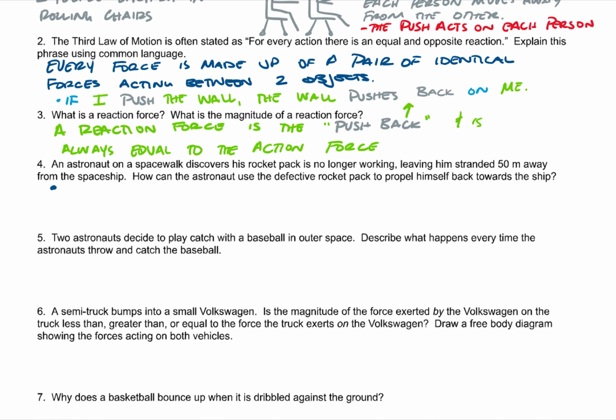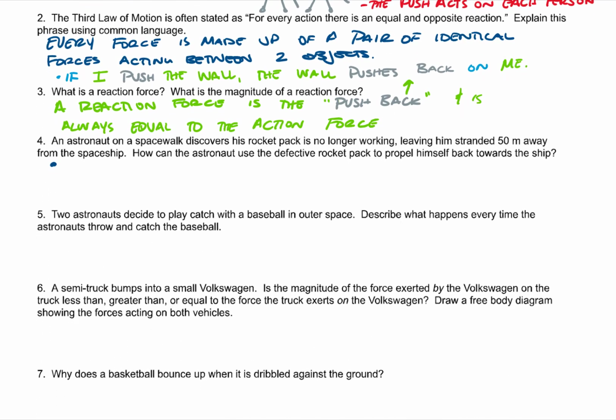Okay. So number 4, we have an astronaut on a spacewalk. And the rocket pack is no longer working, and he's stranded 50 meters away. How can he use the pack to propel himself back towards the ship? So here's what he should do.